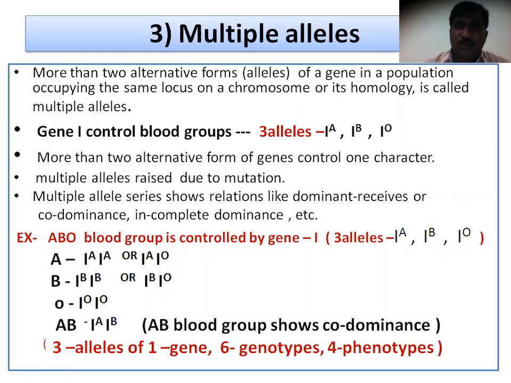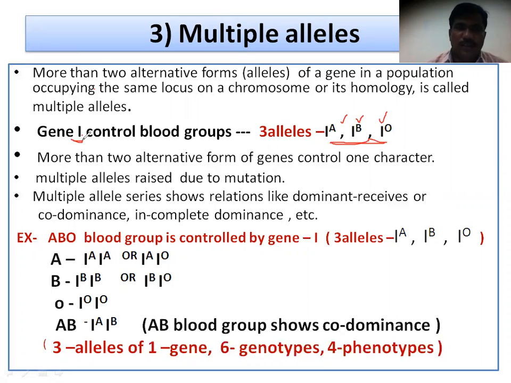More than two alternative forms of a gene means, for example, remember that the blood group is controlled by the gene I. So this single gene has three alleles: allele IA, IB, and IO. So more than two alternative forms of a gene. These three alleles are alternative forms of gene I, and they are known as multiple alleles.